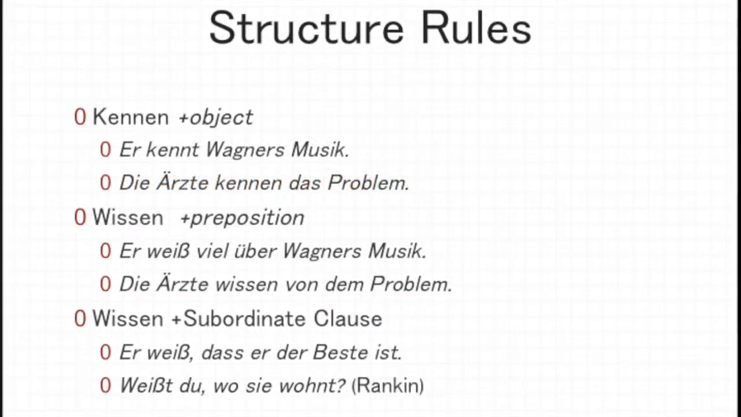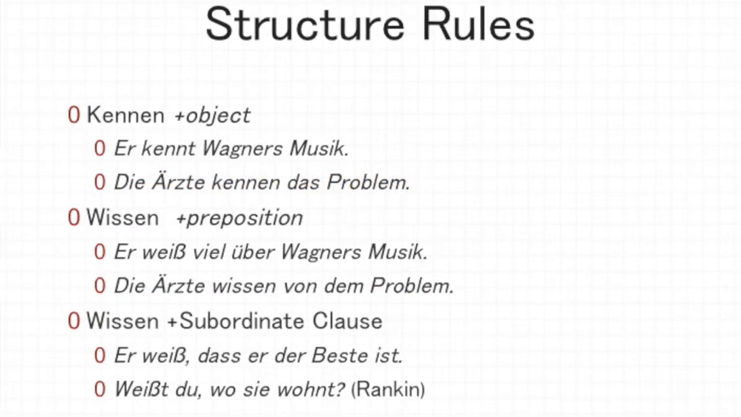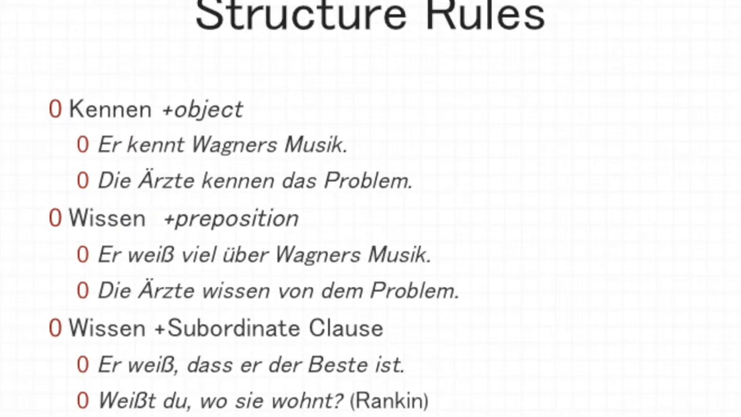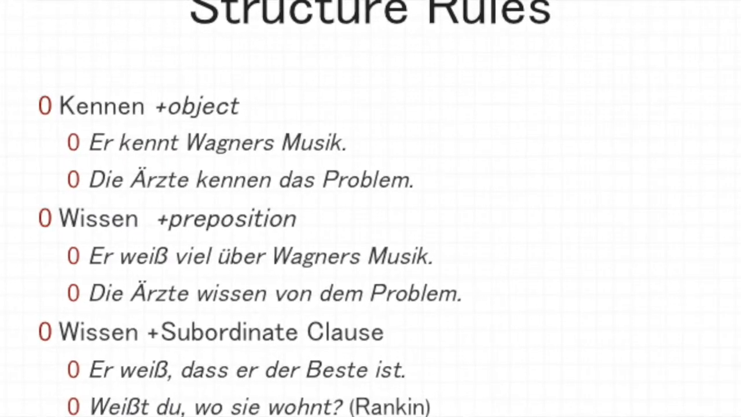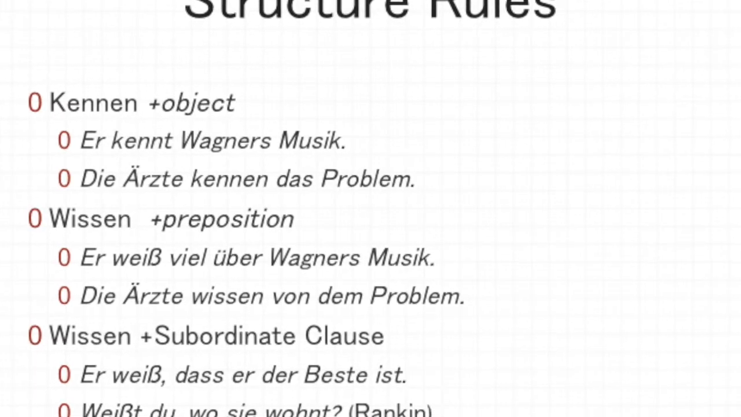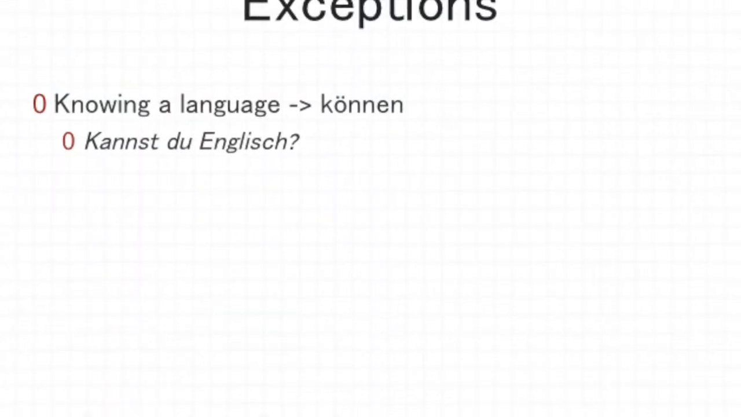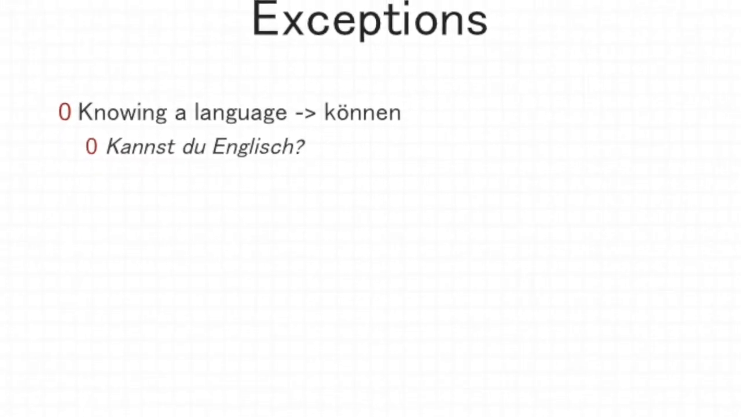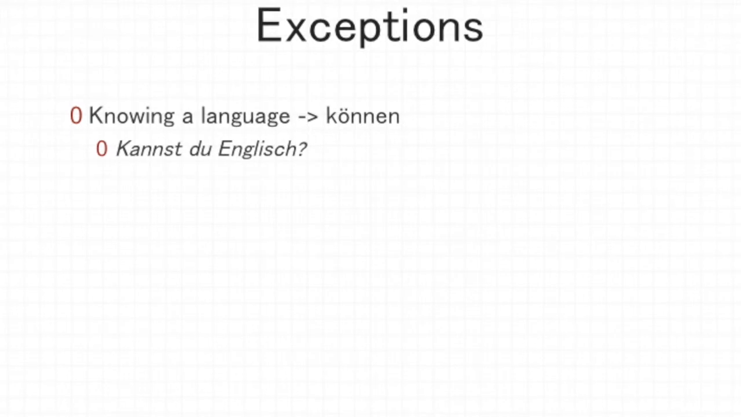Wissen is also used to introduce subordinate clauses, for example, weiß, dass der Beste ist, or to introduce indirect questions such as Weißt du, wo sie wohnt? Certain exceptions exist where neither form is used to express knowledge. To express knowing a language, use the verb können.